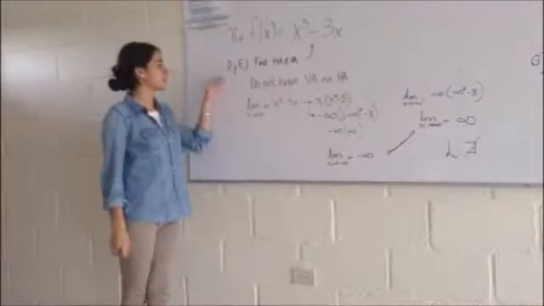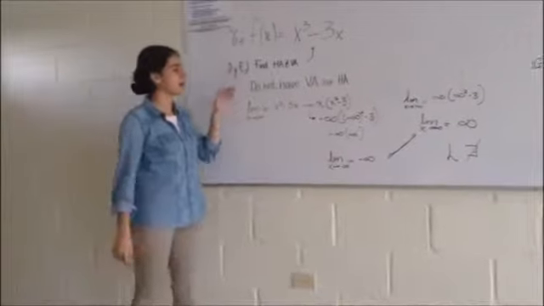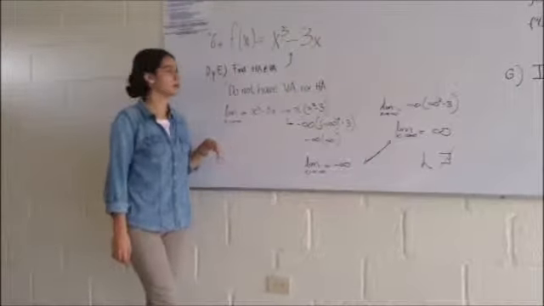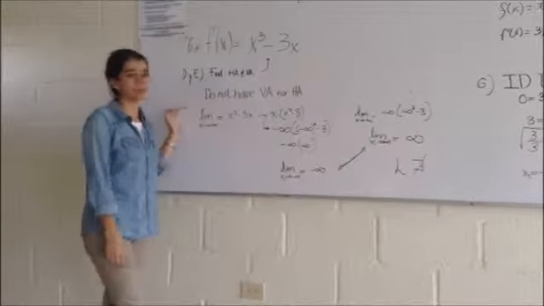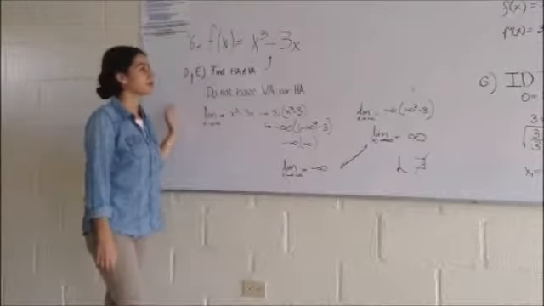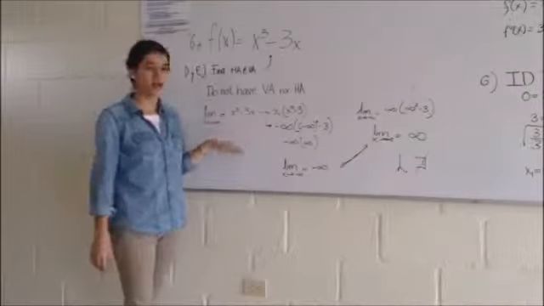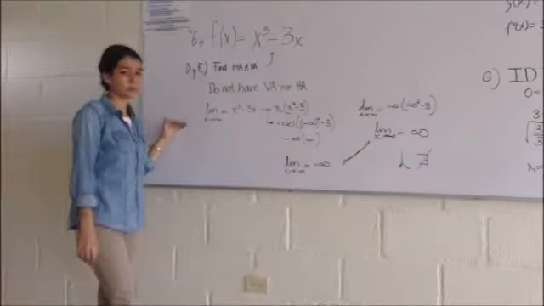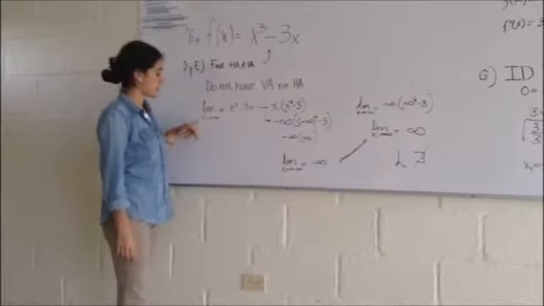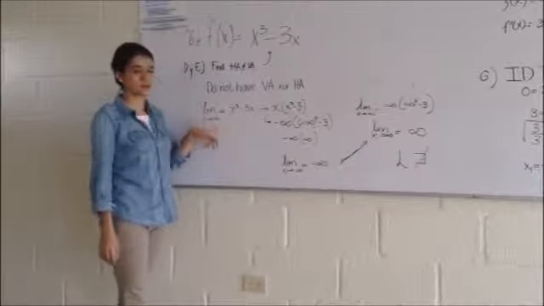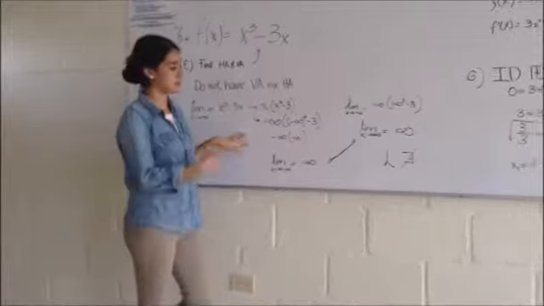To answer points D and E, we have to find the horizontal asymptote and the vertical asymptote of the function. It does not have a vertical asymptote because it's a polynomial function, nor a horizontal asymptote. In order to prove that, we use the limit as x approaches minus infinity and infinity.